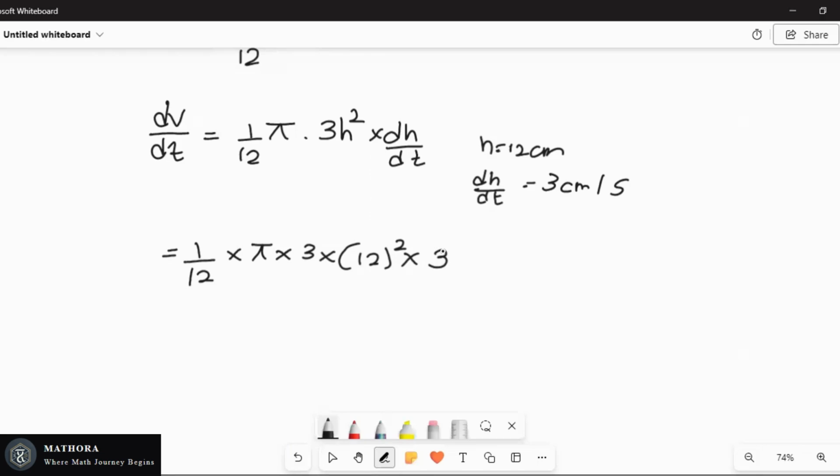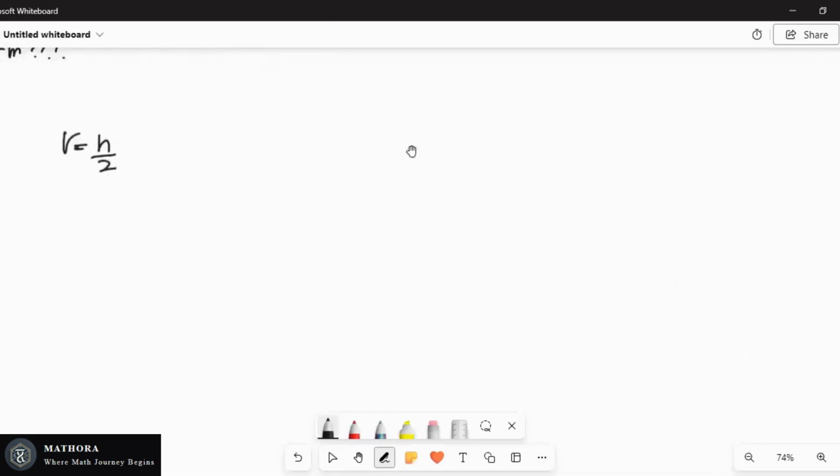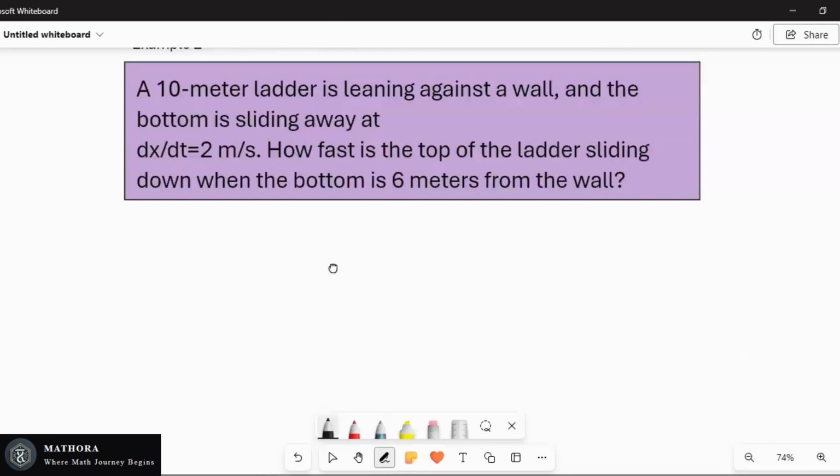Yeah, so the answer is going to be 108 pi cubic centimeters per second. So the volume is increasing at 108 pi cubic centimeters per second when h equals 12 centimeters. Okay, easy, right? Okay, so let's move into our second example. Okay, here we go.